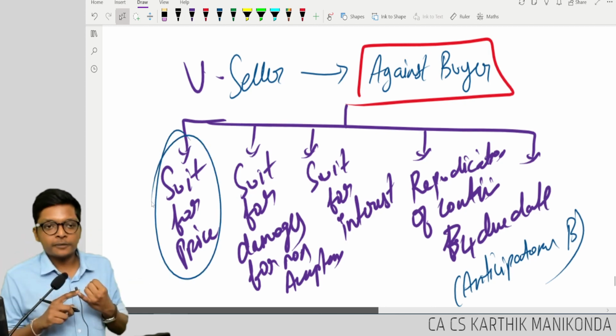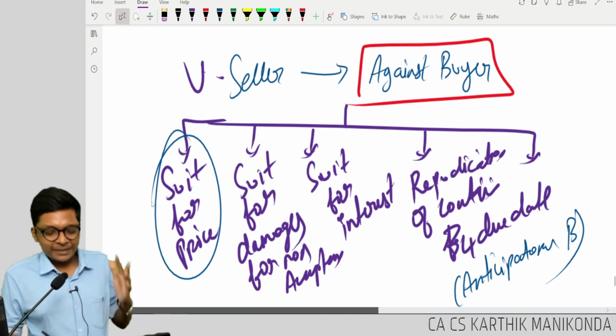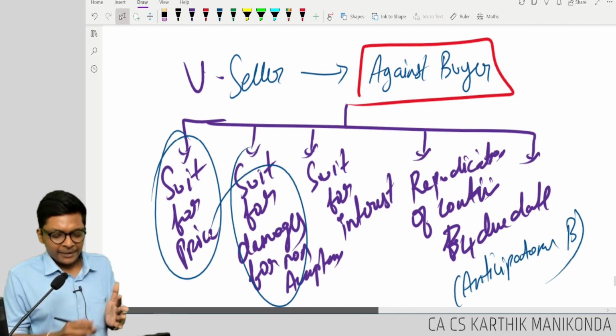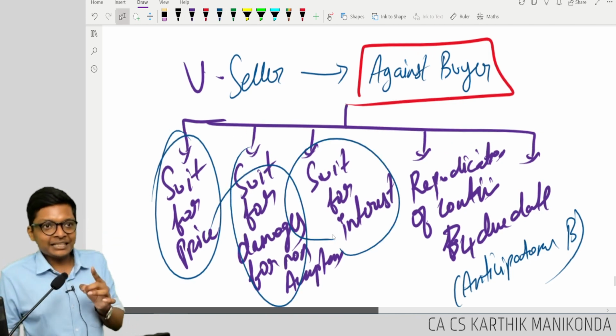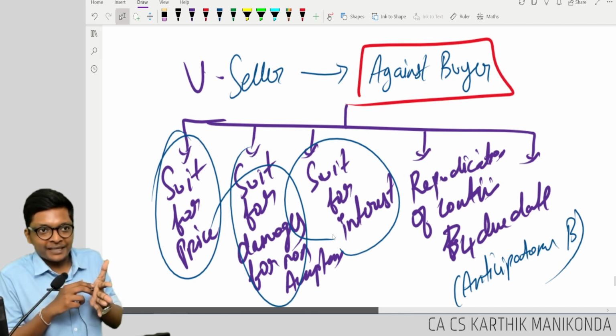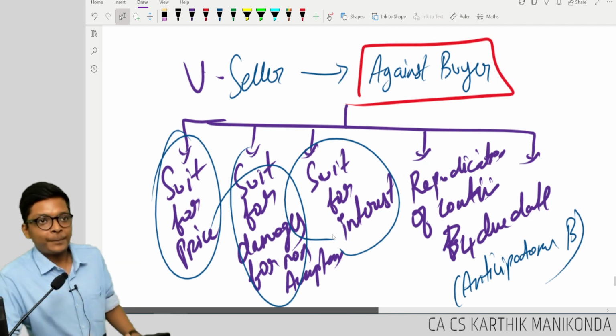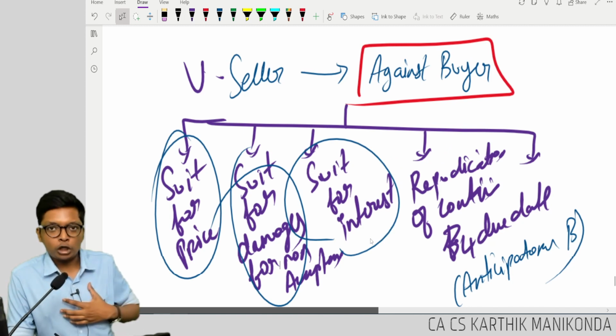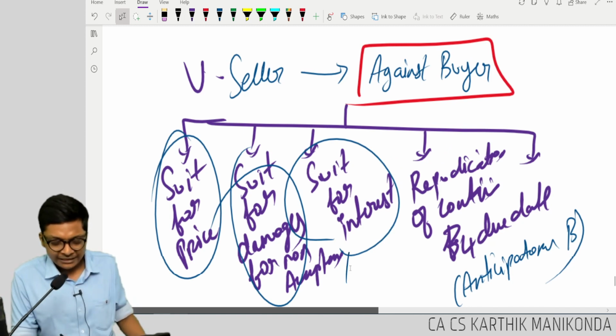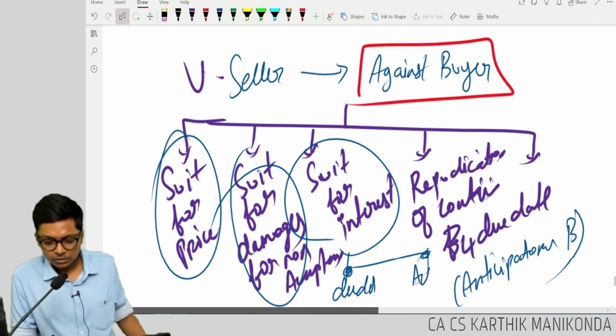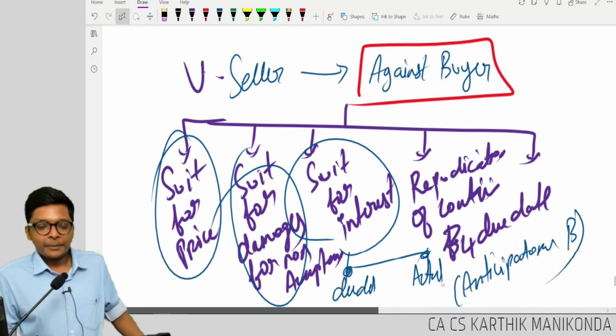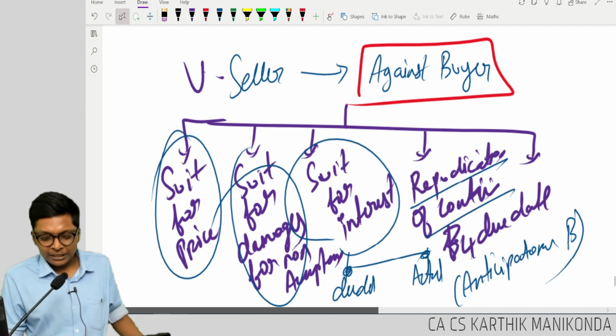One, suit for price. If you are not accepting delivery, suit for damages, suit for interest. Interest will be paid from the due date of payment till actual date of payment. Even if the contract is not talking about interest, court will give interest from the due date of payment till actual date of payment. Last, repudiation of contract before due date.